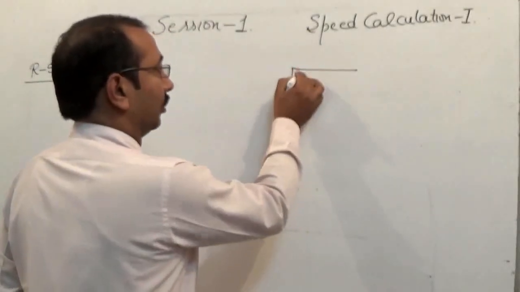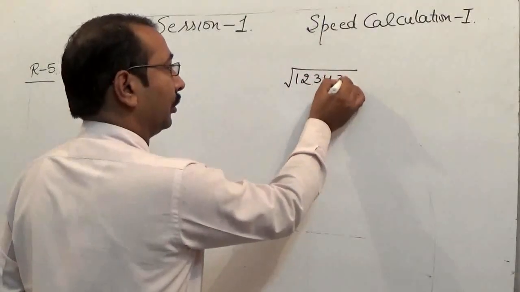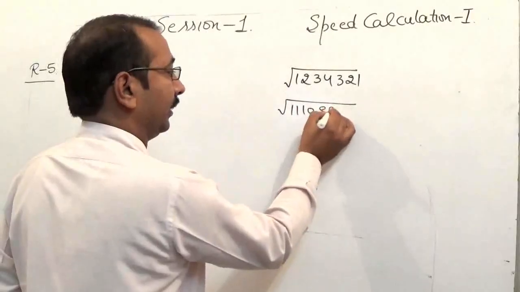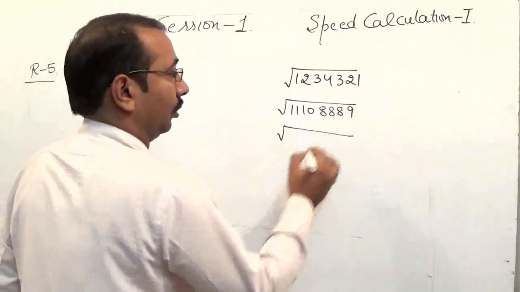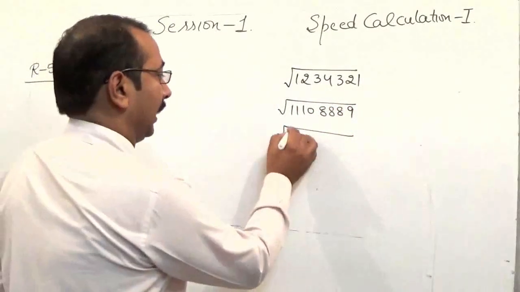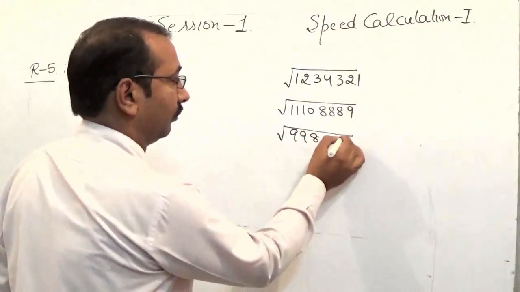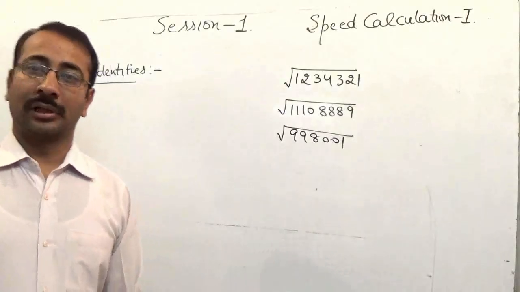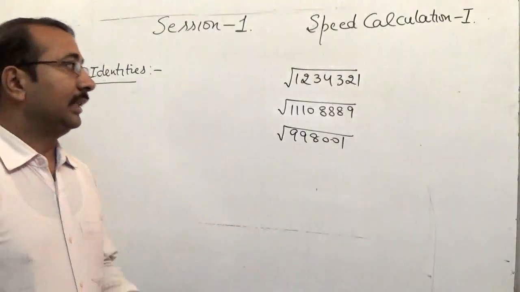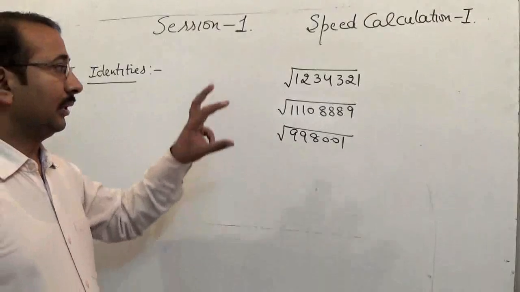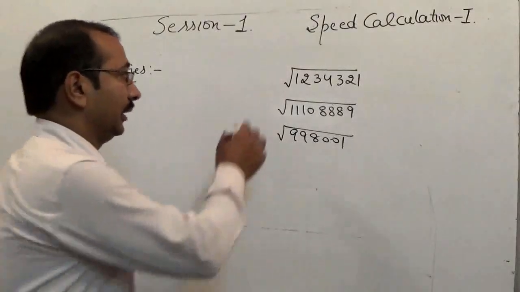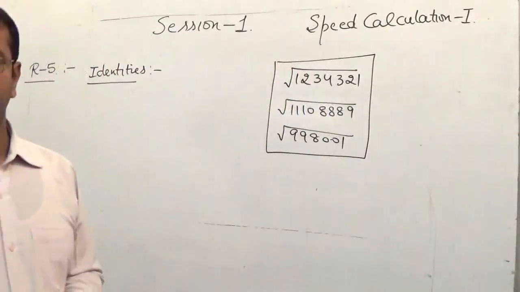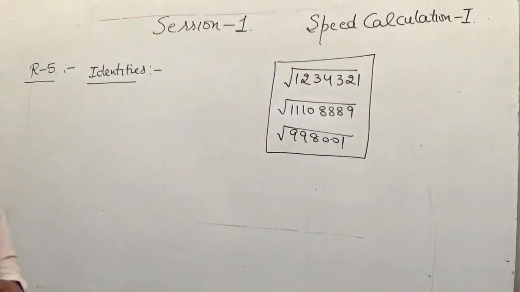Can you answer this? Under root of 1234321. Under root of 1110888 9. Or you have to find the value of 998001. In a number of exams, either bank PO, CAT exam or other competitive exams, you find these 3 questions. They may be of some different type, but in all the 3 questions, we have to apply 3 standard identities. I am going to start with them one by one.